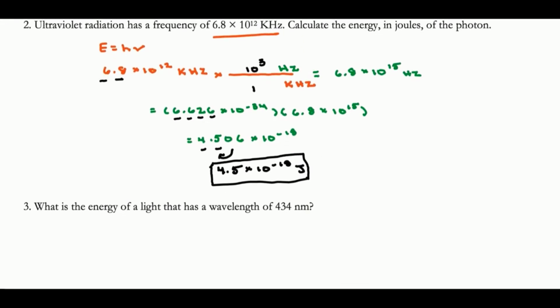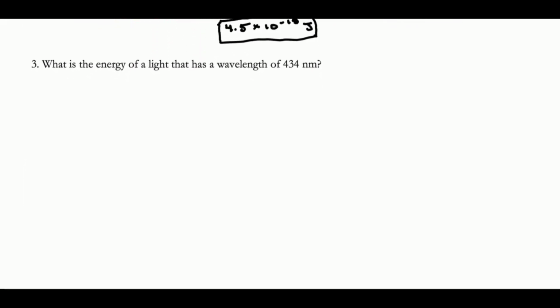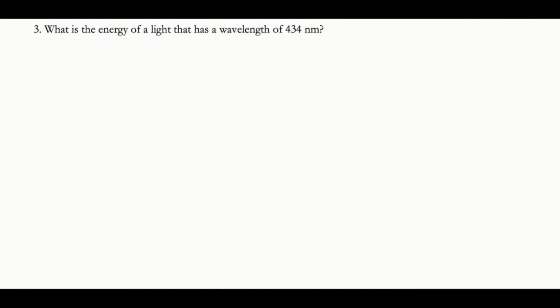All right, let's look at the next problem. It says, what is the energy of a light that has a wavelength of 434 nanometers? Well, in order to solve for energy, I need to use my formula with Planck's constant and frequency. Well, I don't know my frequency yet. So what that tells me is I first need to solve for my frequency by using my speed of light formula. So speed of light equals my wavelength times my frequency. Now, the only issue here, remember, is that your wavelength needs to be in meters, and right now, it is in nanometers. So the first step I need to take is convert my wavelength in nanometers into meters.